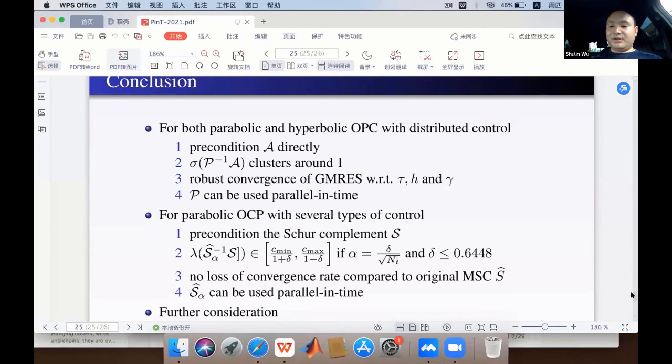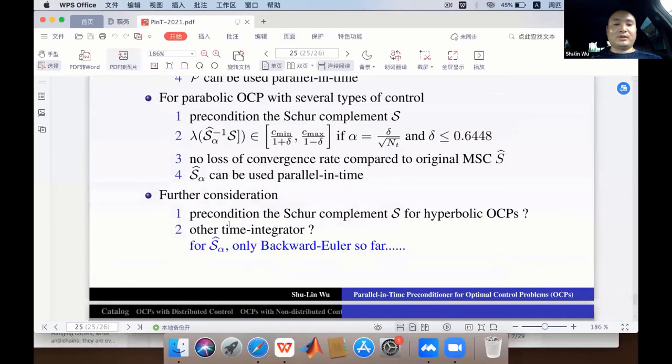So in the next step, I want to consider the preconditioner for the Schur complement for the hyperbolic OCP, because this is only for the parabolic OCP, not for the hyperbolic. And it's natural to ask whether we can consider other time methods, because for this preconditioner, only backward Euler is used so far. So that's all. Thank you very much.